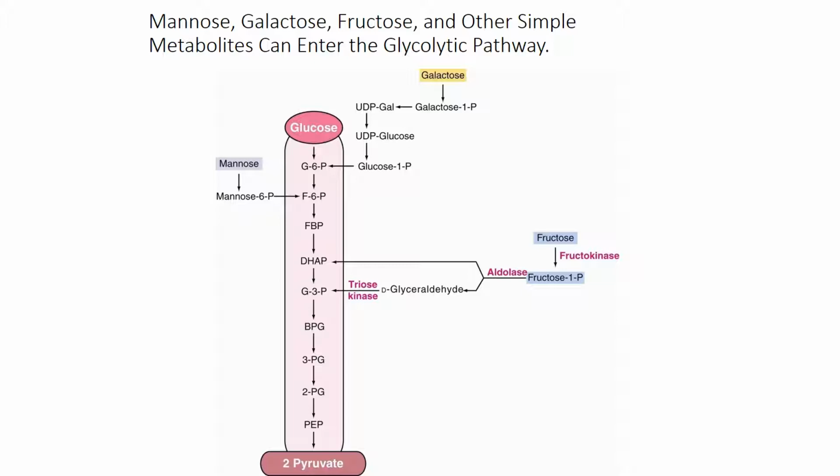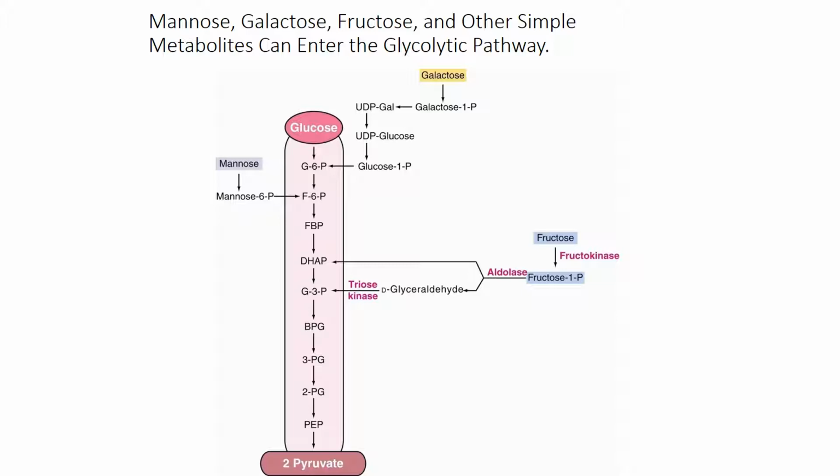Sucrose is a combination of glucose and fructose. So that glucose would just enter the pathway. Fructose, however, undergoes a phosphorylation followed by a cleavage. So we get glyceraldehyde and dihydroxyacetone phosphate. So that's from that C1. That glyceraldehyde phosphate gets phosphorylated by triose kinase and enters as glyceraldehyde 3-phosphate.